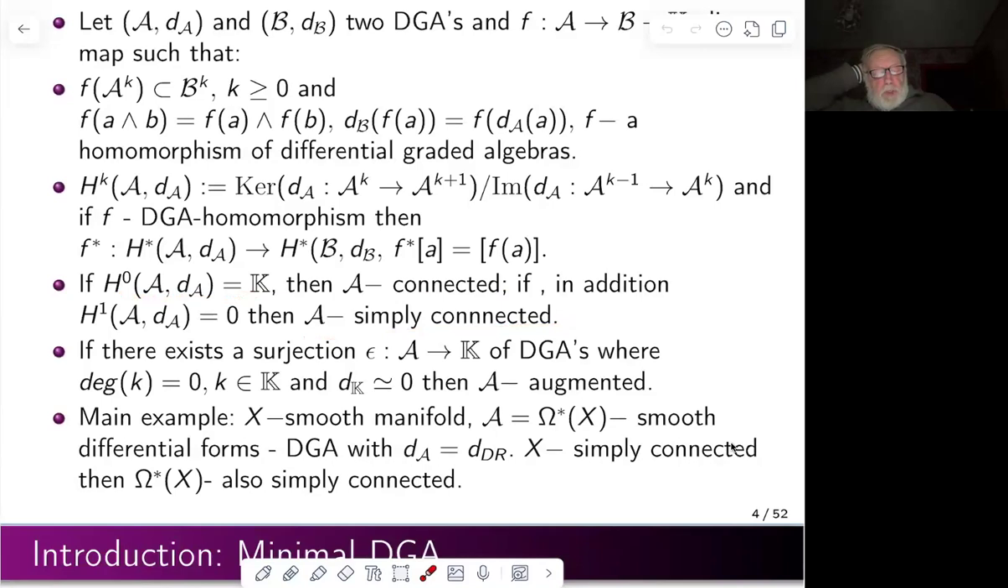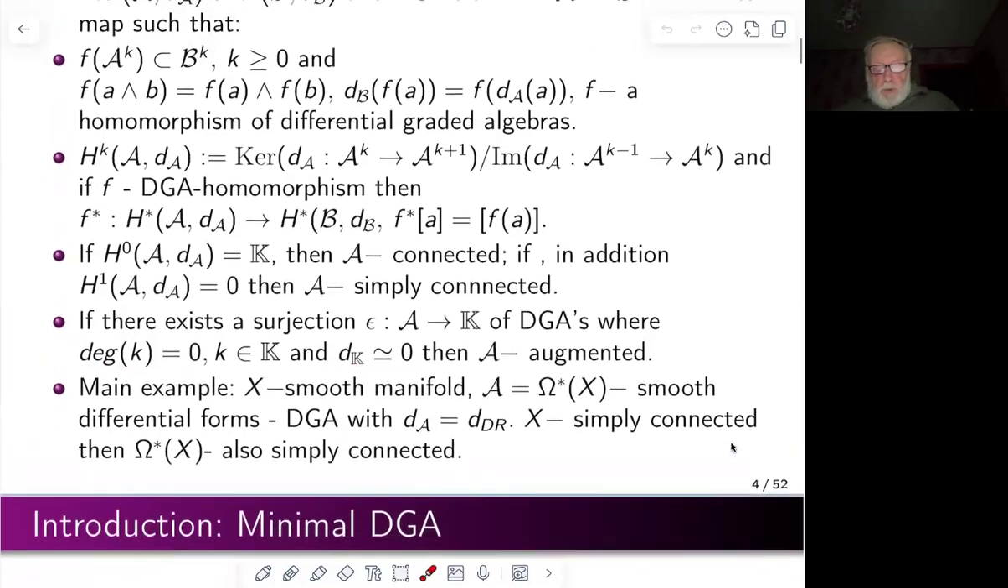Also, the standard notion of augmentation takes place if we have a surjective map epsilon from A to K, considering two differential graded algebra morphisms, and we suppose that all elements of K have degree 0, and the differential is trivial. Then we say that our differential graded algebra is augmented.